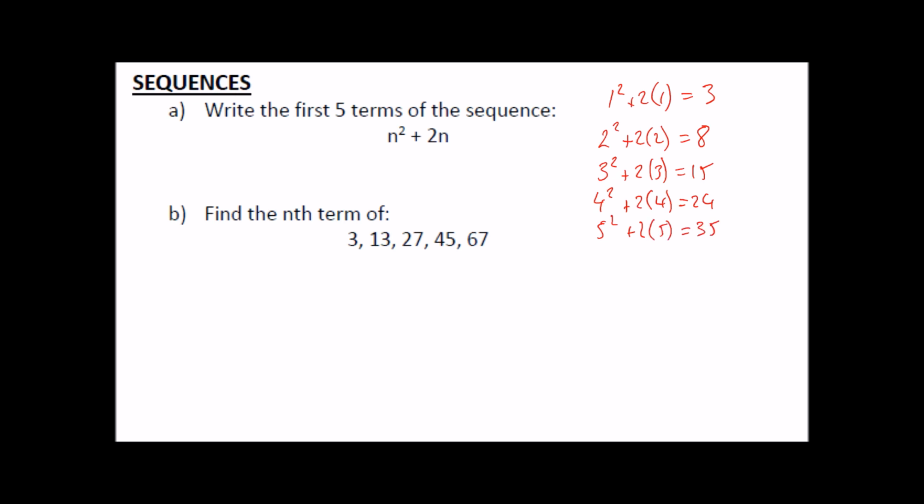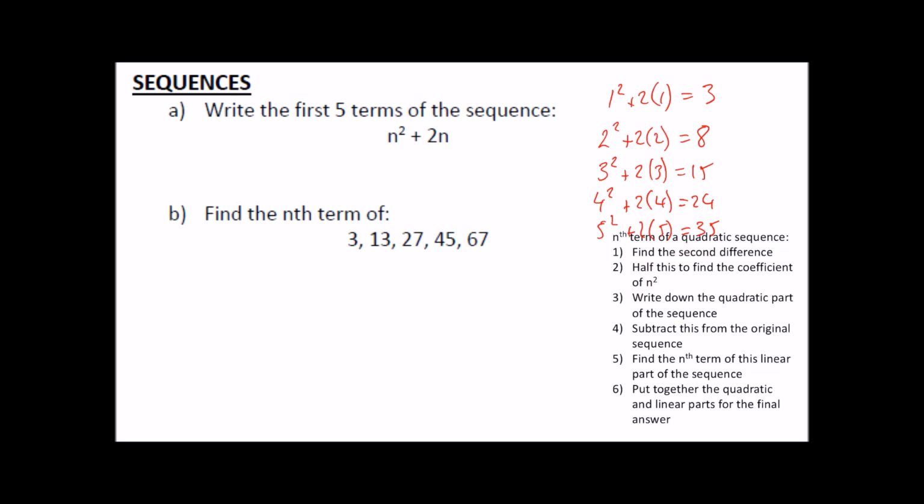Find the nth term of this sequence. Now we can tell it's a quadratic sequence because it doesn't go up in a linear fashion, it doesn't go up by the same amount each time. So to find the nth term of a quadratic sequence, the first thing we do is find the second difference. So the first difference, the first one is going up by 10, and then 14, and then 18, and then 22. So the second difference is going up by 4 each time.